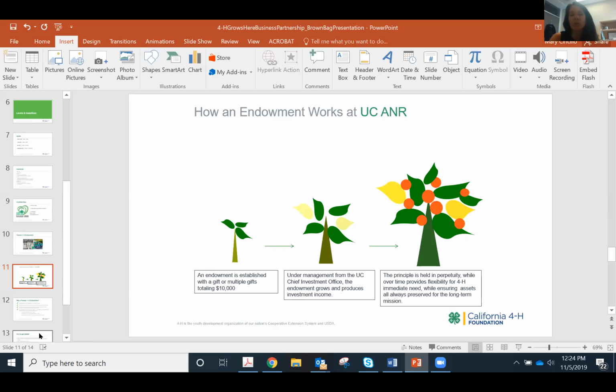So endowments grow very, very quickly, and as they grow, the money that spins off the endowment is about 4%, maybe a little over, every year. That money is current use. So this Forever 4-H endowment is meant to be used as current use money to fund your programs, operating expenses, staff, etc.